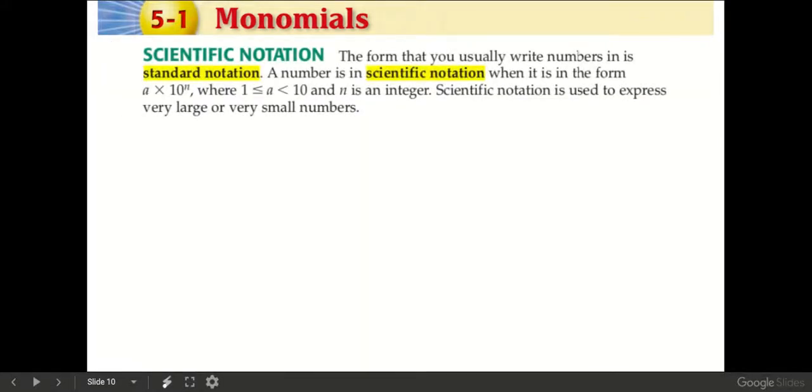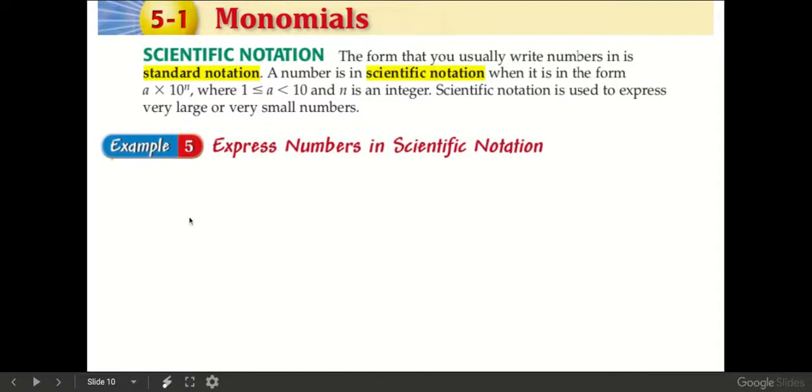Scientific notation. Typically we write things in standard form. A number in scientific notation versus standard notation is when it's in the form of a times 10 to the nth power, where a is a number between 1 and 10, and n is an integer, and it could be positive or negative. So scientific notation is used to express very large or very small numbers. So let's look at some.